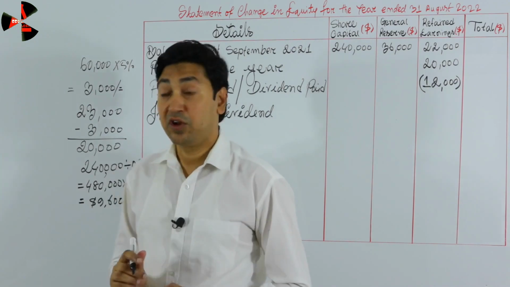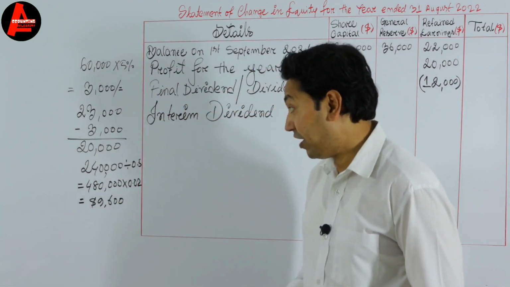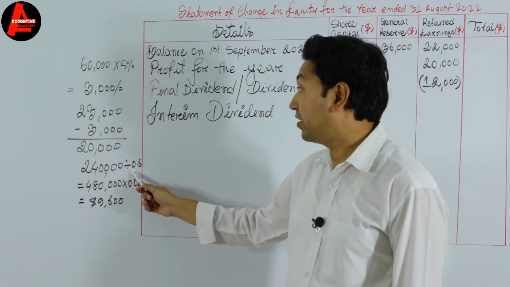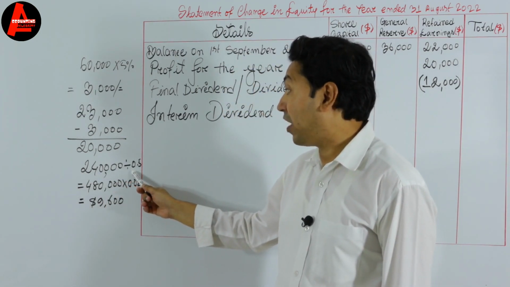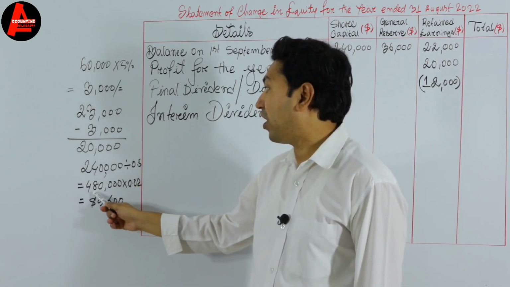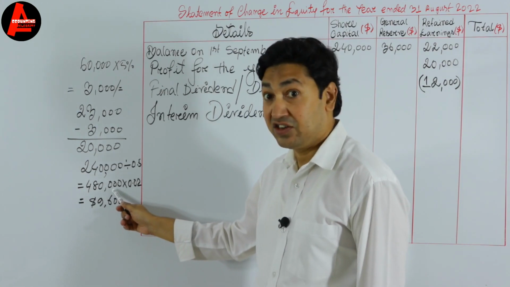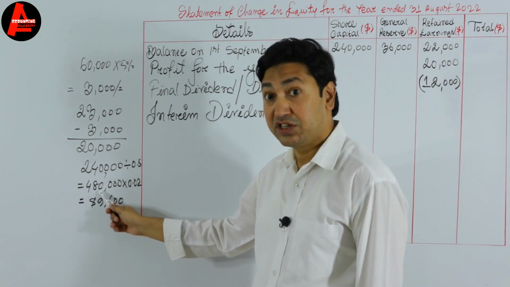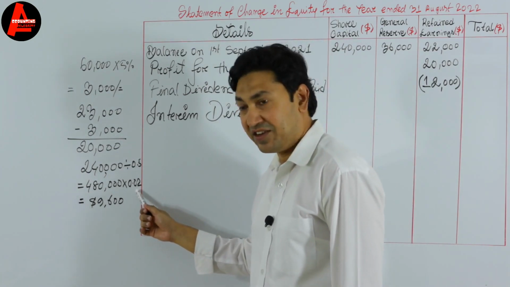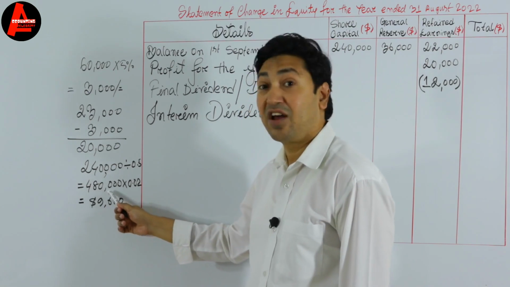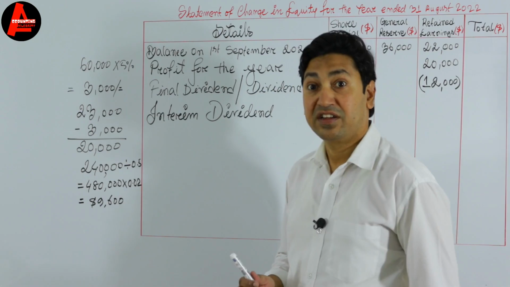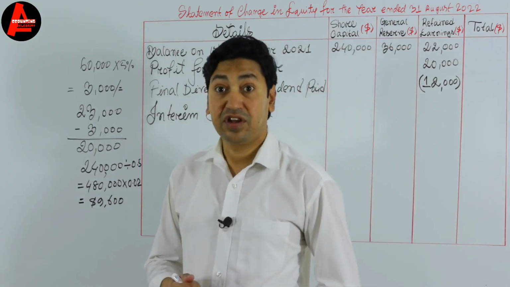Okay, first of all we have to calculate the number of shares. So this is our share capital $240,000. We'll divide by the price per share, which is 50 cents. We divided, we got 480,000 shares, not dollars. This is the number of shares. So per share interim dividend is 2 cents. So how much for 480,000 shares? So if we multiply, we get $9,600. This is our interim dividend.